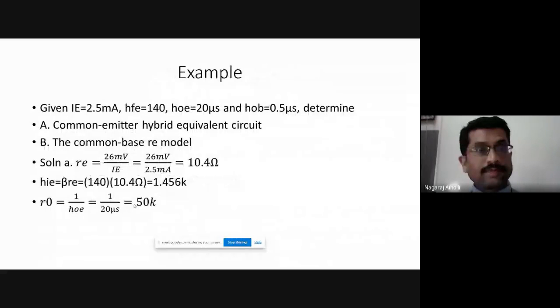This example, note down this. Given I is equal to 2.5 milliampere, HFE equal to 140, HOE equal to 20 microsiemens, HOB is equal to 0.5 microsiemens. Determine first one, common emitter hybrid equivalent circuit, second one, common base RE model. Note down the question.